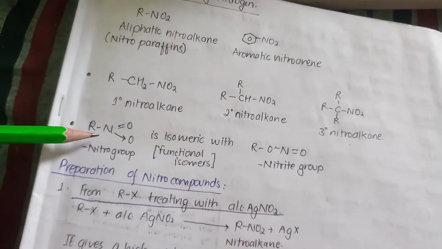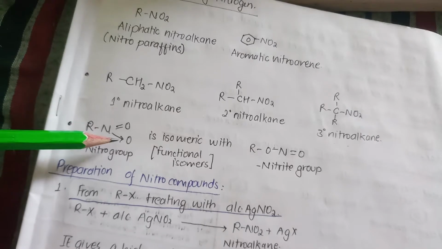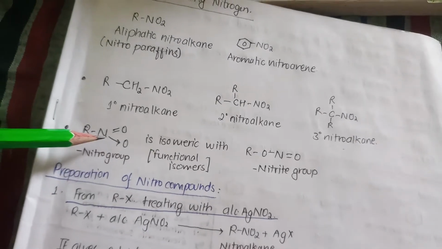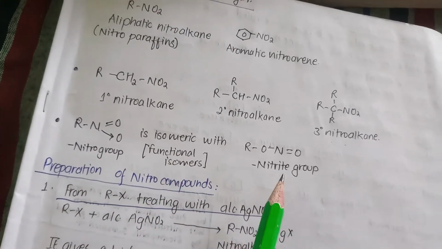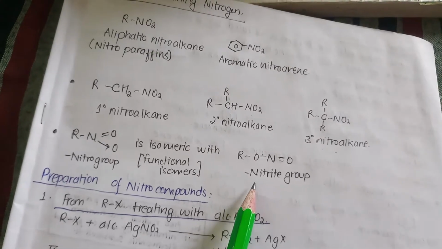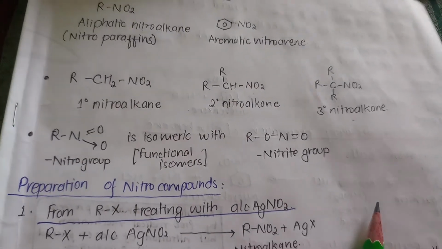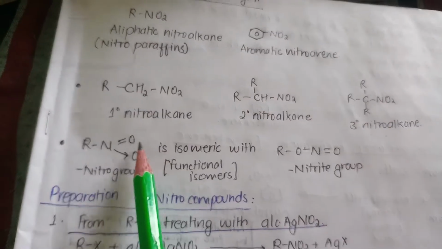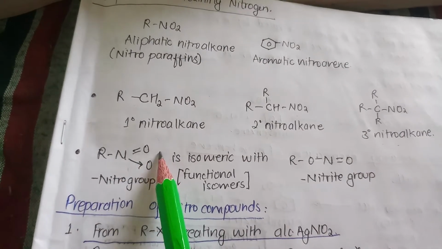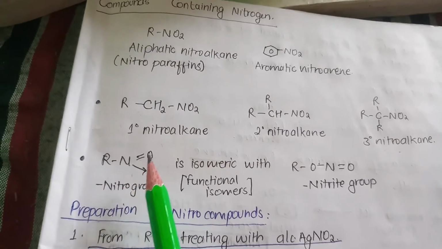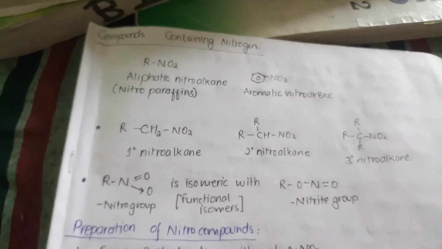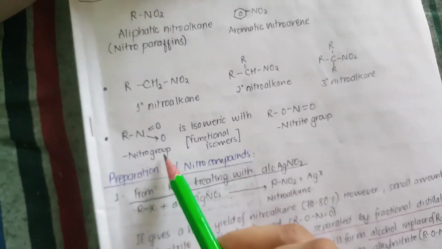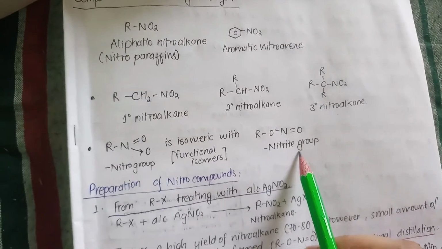So this is a nitro group: R, a double bond to O, and a coordinate bond to O, with a coordinate bond between nitrogen and oxygen. This is a nitroalkane, and it is isomeric with the nitrite group, right? This is a nitrite group. R-NO2 is called a nitroalkane, whereas R-O-N=O is called a nitrite. So this is a nitro group, whereas this is a nitrite group.